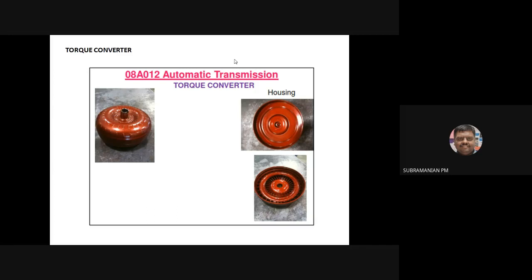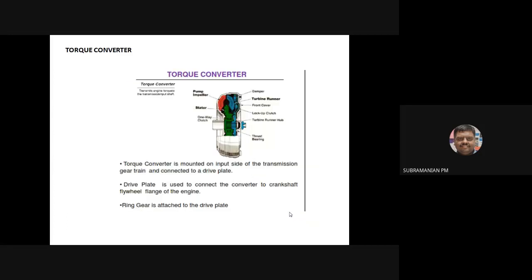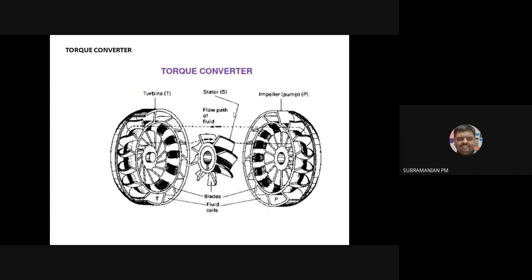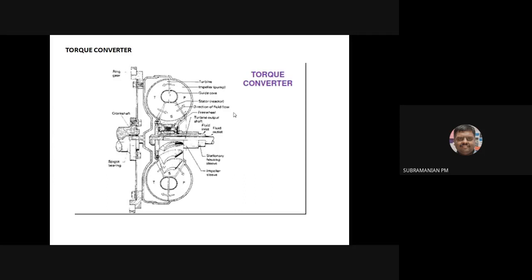Transmission is getting automated. So in torque converter, you can see this one is the housing, and you will be having a turbine and impeller. In addition to that, we are having a stator. Let me explain why we are using a stator. Let me show the sketch first. First I will explain everything, then you can discuss other points.